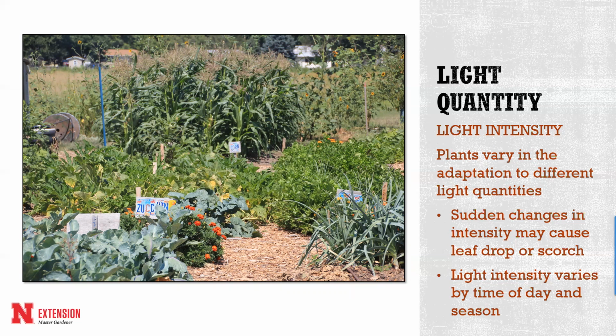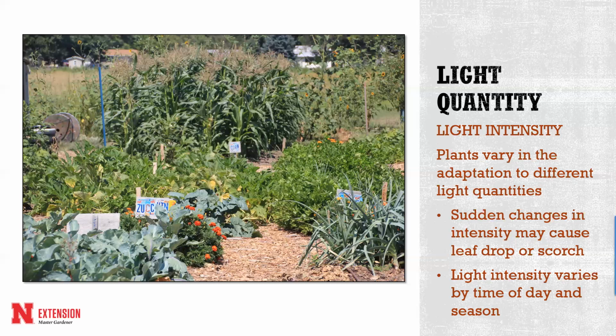Sudden changes in light intensity may cause the plant to have some issues. It can cause leaf drop or leaf scorch. How many of you have had a tree where you had this gorgeous bed of hostas underneath it, or a still bee, and something happens to that tree and it comes down, and then you need to move those hostas because they're burning up in the sun.